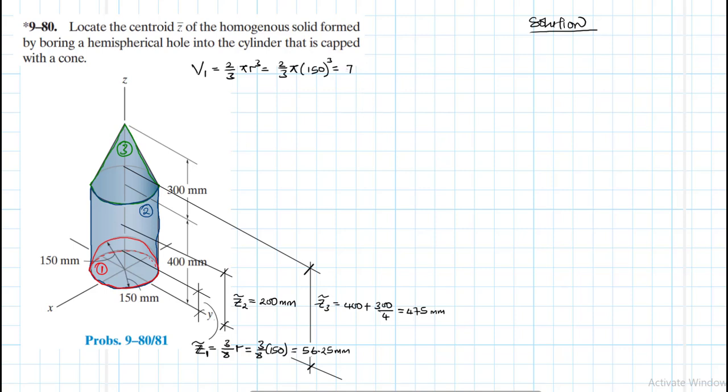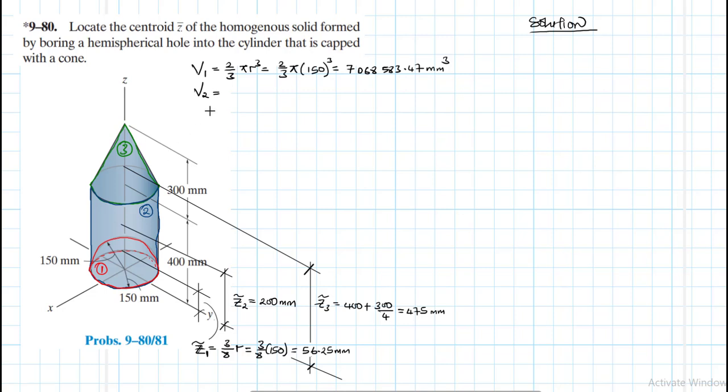Okay, so this is equal to 7,768,583.47, right? So 2 over 3 times pi times 150 cubed is 7,068,583.47. This is millimeter cubed. So this is going to be negative.